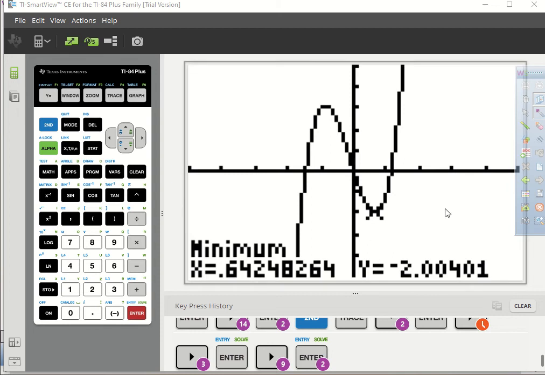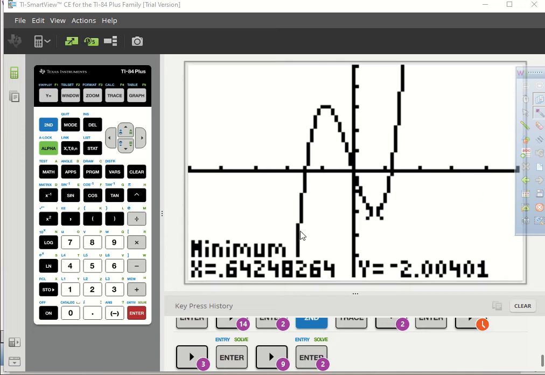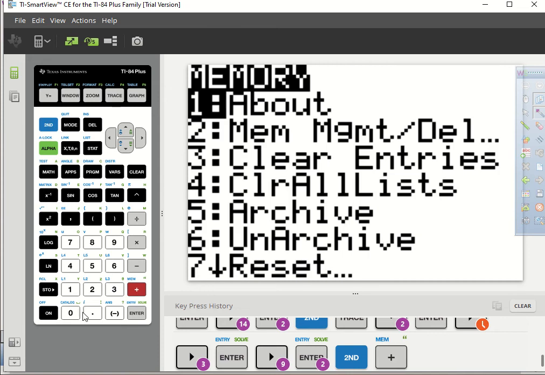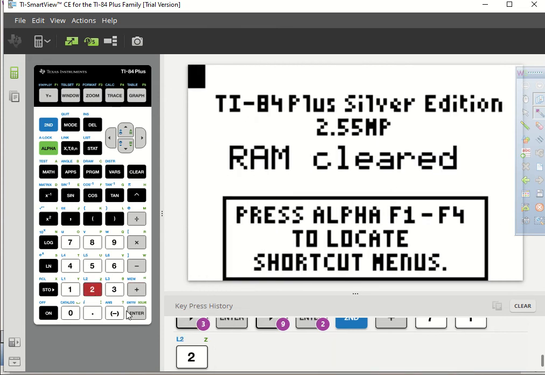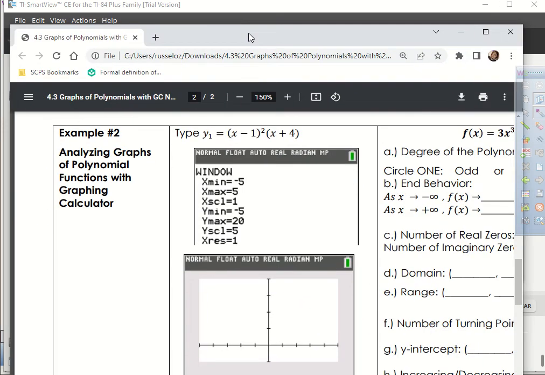Leading coefficient, this ends upward, so my leading coefficient has to be positive. So classifying the polynomial name, this would be a cubic polynomial. Okay, so let's do another one together. So I'm going to go ahead and clear my calculator out. Okay, so I go to y equals, and I'm going to type in example 2.